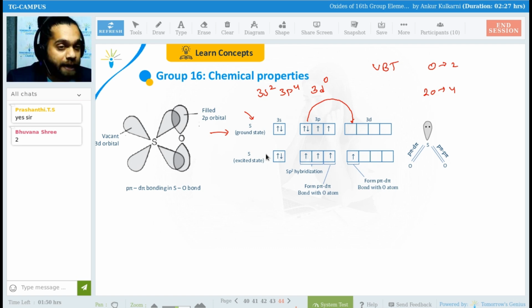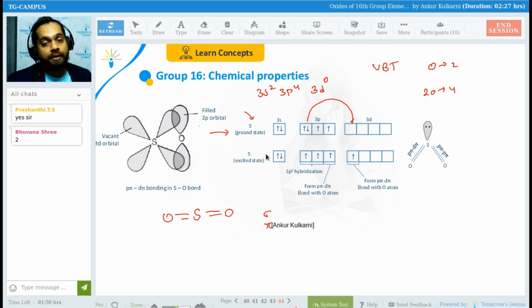Now understand this, Prashanti. In the VBT, we only consider those orbitals in which the sigma bond is there, the sigma electrons. For example, I have SO2. Tell me for SO2, how many sigma and how many pi bonds?